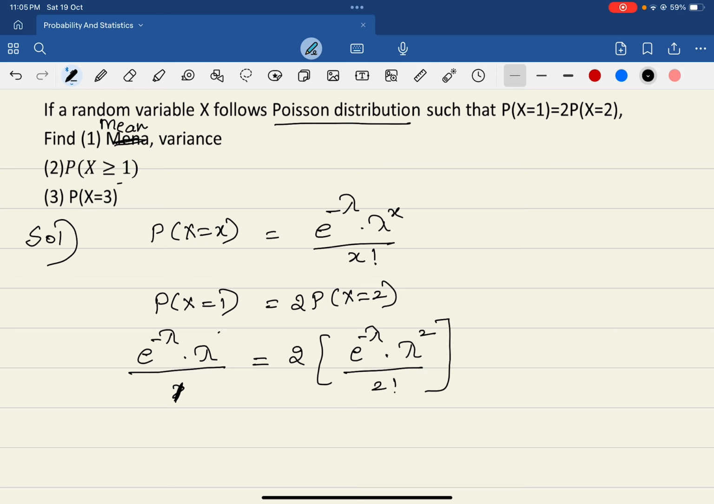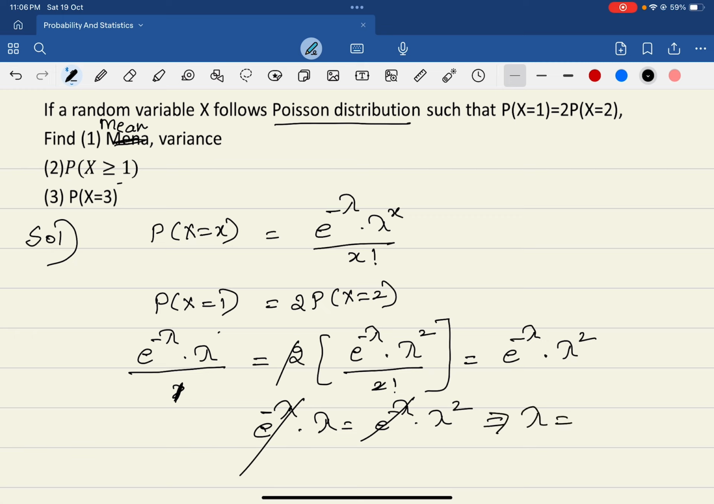I hope you know what is meant by 2 factorial, 3 factorial and so on. You can always find it out, your calculator is also there. The factorial is the number of times it is possible. So now the value of this is e raised to minus lambda times lambda square. The 2 gets cancelled. So e raised to minus lambda times lambda is e raised to minus lambda times lambda square. So what it gives you? Lambda is equal to lambda square.